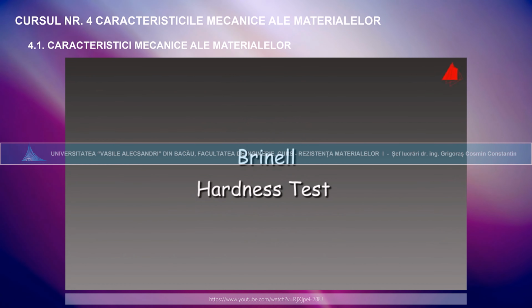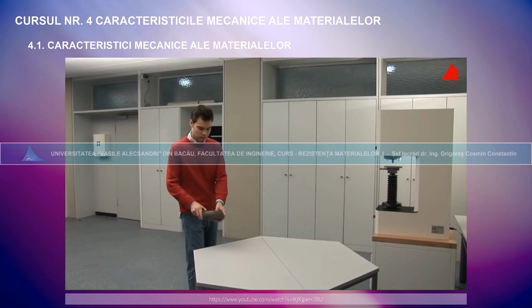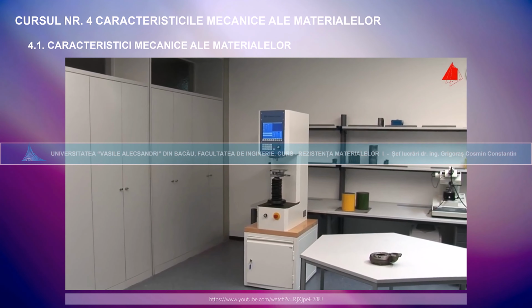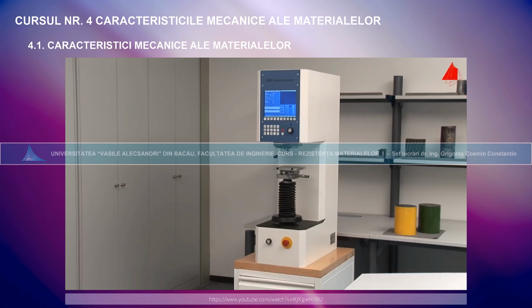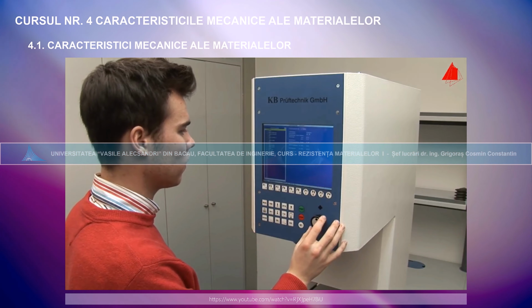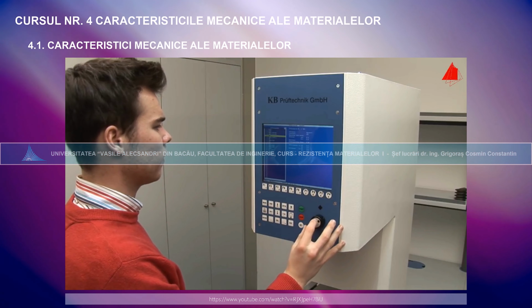The Brinell hardness test. Using the Brinell method, the hardness of a turbocharger housing is to be measured. First of all, the tester has to make himself familiar with the testing machine. A monitor and the control panel are positioned in the upper part of the machine. These are used to select and program different testing methods.